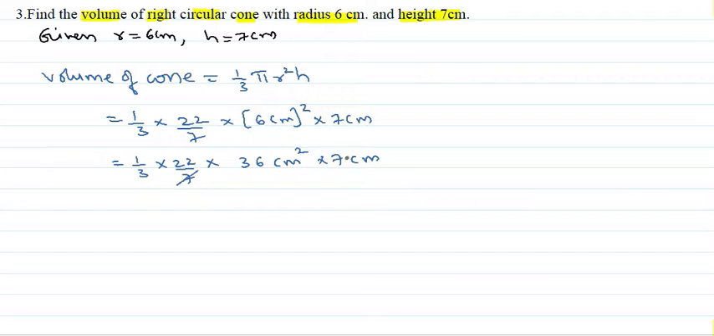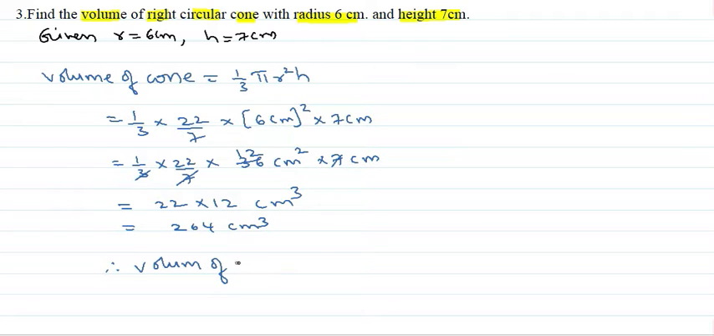Now we can cancel 7 and 7, 3 ones are 3, 12s are 36. So we are getting 22 into 12 centimeter square into centimeter, we are getting centimeter cube. So 22 into 12 is 264 centimeter cube. Therefore, volume of right circular cone is equal to 264 centimeter cube.